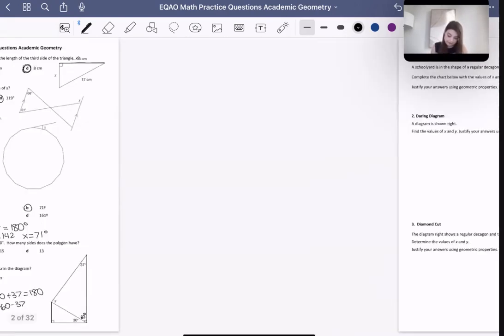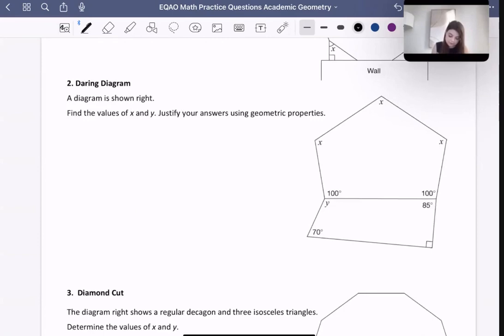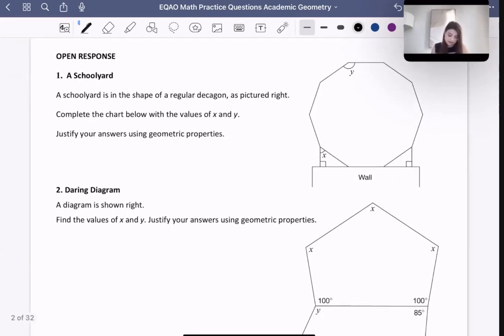Okay, now let's move on to some open response questions. Number one, a schoolyard. A schoolyard is in the shape of a regular decagon as pictured. So decagon is a 10-sided polygon, and it says regular decagon. So what does that mean? That means all sides and all angles are the same because it's regular, okay? Whereas an irregular decagon means that the sides and angles are not necessarily all the same.